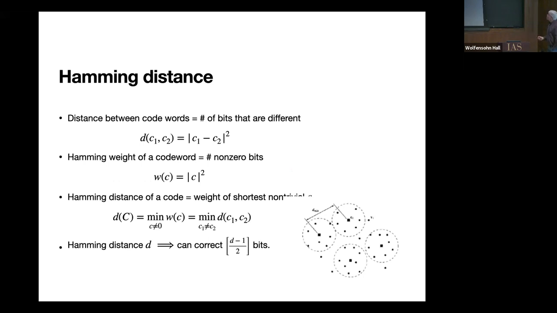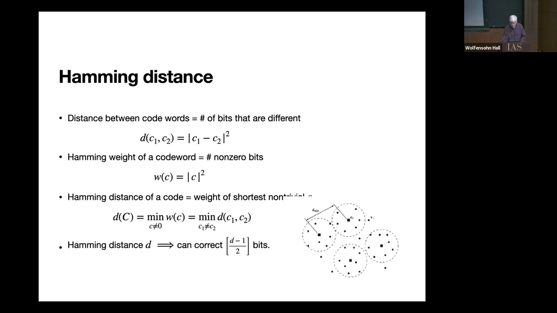Okay, so we use the Hamming distance as a metric on the space of code words, and it's defined to be, it actually looks like a Euclidean metric squared between the two code words, and it counts the number of non-zero bits. Remember C1 and C2 are all 0 or 1. And we also define the weight of an individual code word to be the number of non-zero bits, or its Euclidean norm squared.